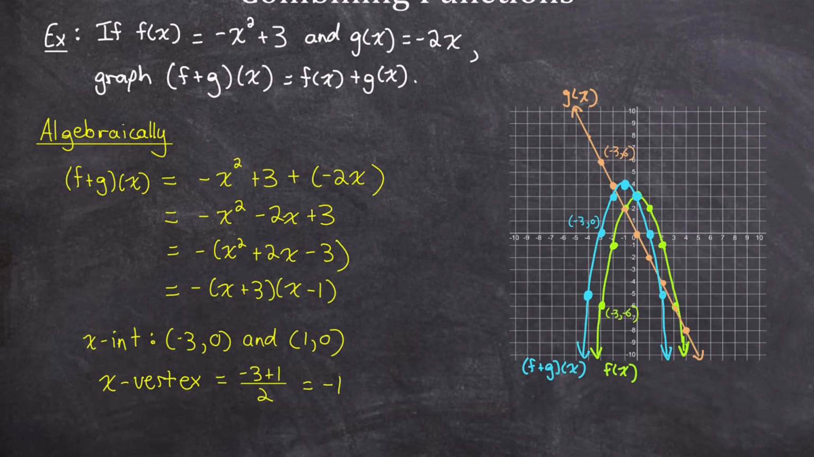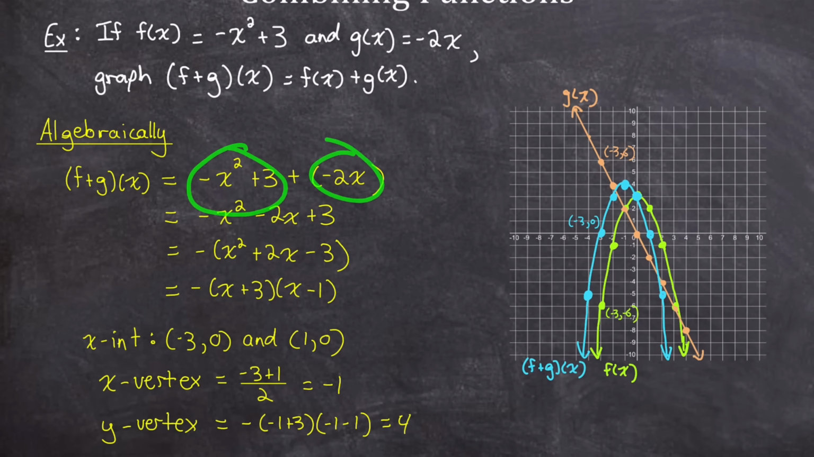And then I could just input that value of negative 1 into my equation for f plus g of x to calculate its corresponding value of y. And that would be 4. So the vertex would be at negative 1, 4, which, if we look at the graph, is exactly where we have the vertex. So this could all be done algebraically with the equation we make by combining the equations of f of x and g of x.